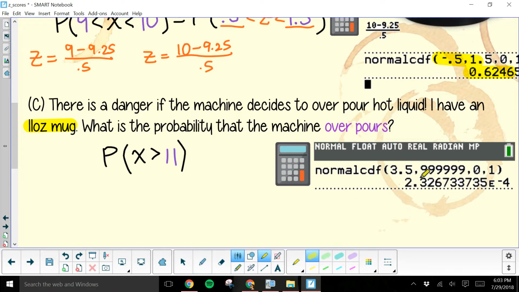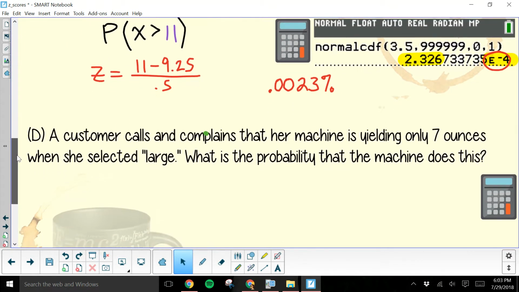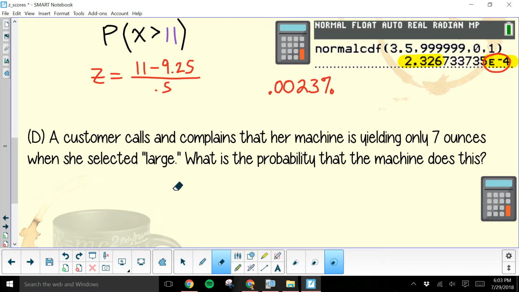Please make sure when you answered, you didn't put 2.36% or 0.236 because there is an E. Sometimes these probabilities are so small. The chances of seeing them are slim to none. And again, 9.25 over 0.5 if you needed to see that calculation. Please be sure you're careful how you do that. So you can either do 0.0023% or you can do it in scientific notation. Please try part D on your own as well. Again, pause the video. I highly recommend you try these on your own.